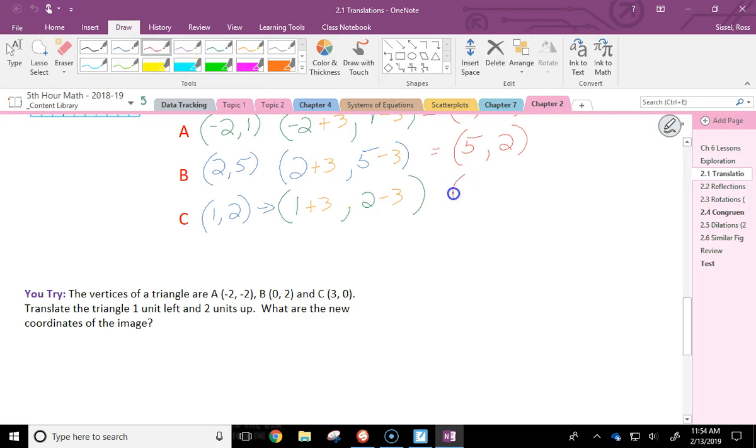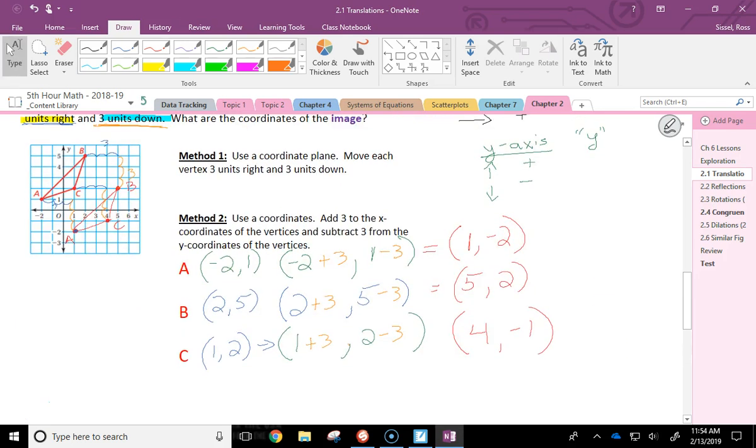Alright, so then I'd have 4 and negative 1. So, these are our two methods. To be honest, for today's work, you will probably use just number one, the first method. You're probably just going to count over on the coordinate plane because it's easy. Honestly, I would use method 2 when they ask me to move fractions or decimals, or I'm going long distance. If they told me I need to translate 32 points, I don't really want to count 32 over. Instead, I would just add.